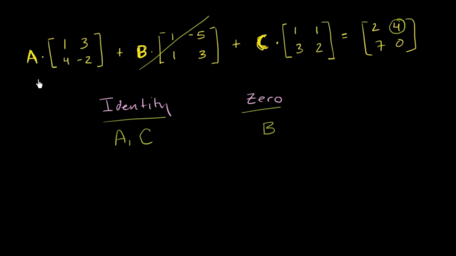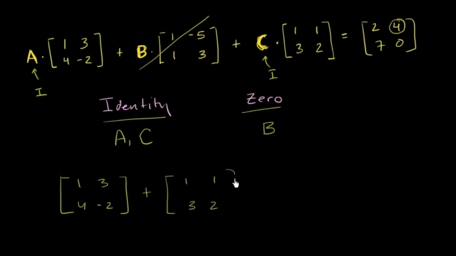So if this right over here is an identity matrix and that over there is an identity matrix, this whole thing simplifies to 1, 3, 4, -2 plus 1, 1, 3, 2. And it does indeed equal: 1 plus 1 is 2, 3 plus 1 is 4, 4 plus 3 is 7, -2 plus 2 is indeed 0. It's a nice walkthrough on that.